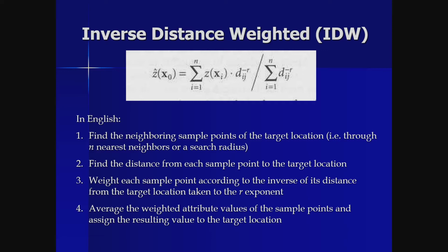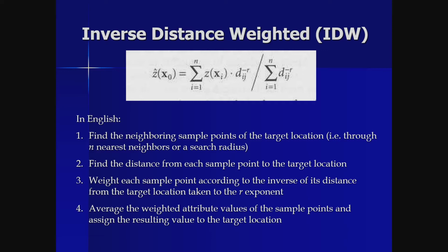So here, I've given you an English representation of it, but if you think about it, what's happening here? Well, we're taking all of the points within a circle, a search radius, and then we're going to find the distance of each sample point to its target location. That's the D in the term. See the D? The D is the distance. So we're getting the D, the distance from each sample to its target location.